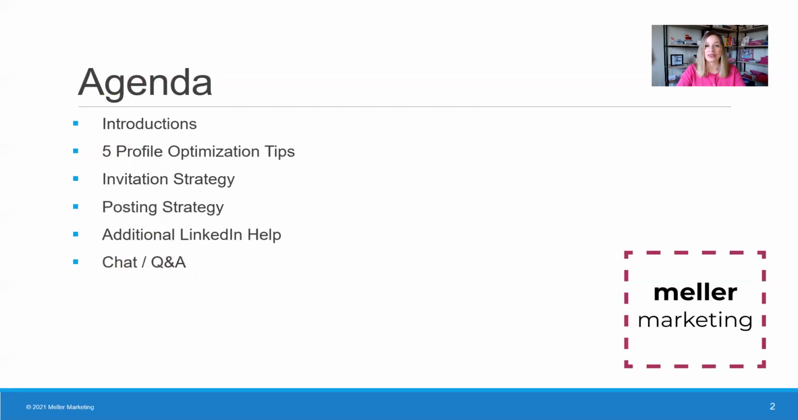So today we'll be walking through 5 profile optimization tips. And these 5 tips are going to help you to supercharge what you're doing right now to use LinkedIn for job search. We're going to talk about invitation strategy and posting strategy as well. And again, at the end, I'll give you some instructions if you do need some additional LinkedIn help from me. I have a variety of different ways and resources that you can obtain that help. Chat Q&A, use that throughout to communicate with me and communicate with other participants in the session.